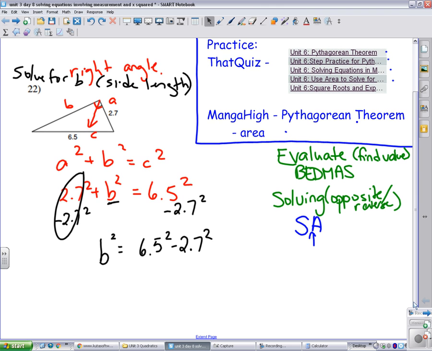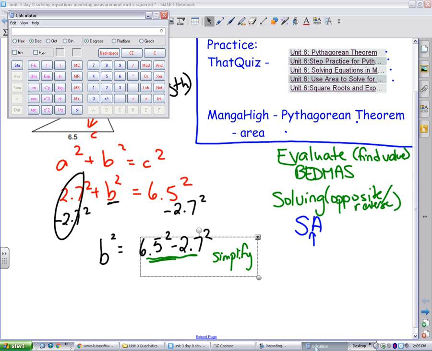Now if I look at this, this is all just a number, so I can actually just simplify this value here. So I'm going to just write that, simplify, and simplify is like finding these are all number values. So I'm just going to use my calculator to do that, and I need to remember to square before I subtract. Alright, so I want 6.5 squared, and I'm going to subtract 2.7 squared because my calculator can do all that. I say equals, so b squared is going to be 34.96.